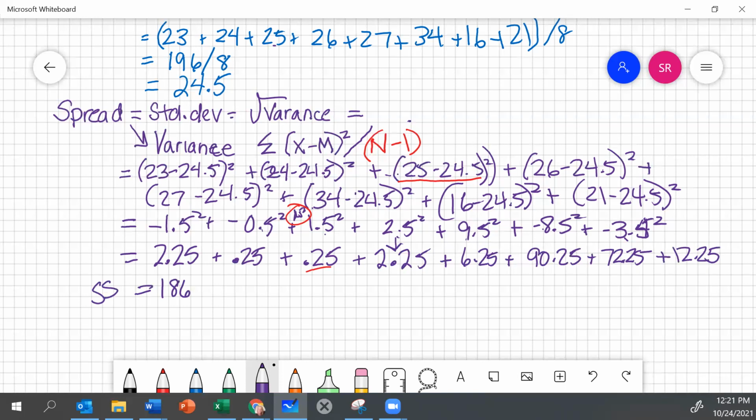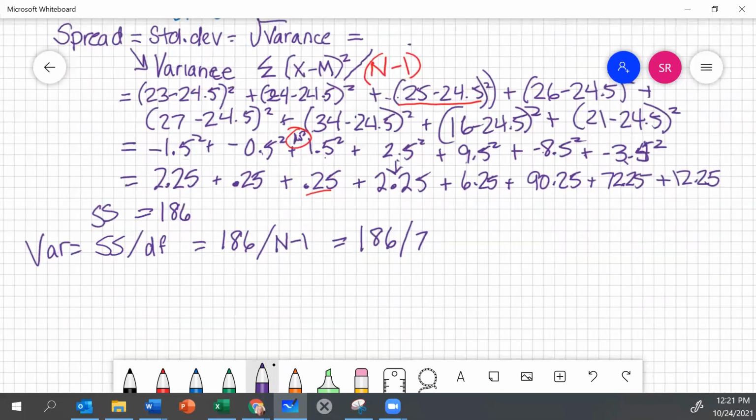To get our variance, we take our sum of squares, and the variance equals the sum of squares divided by, now we're estimating, so we're going to divide by the degrees of freedom. That equals 186 divided by n minus 1, which is 186 divided by 8 minus 1, which is 7. And to get our variance, that total is 26.57143.